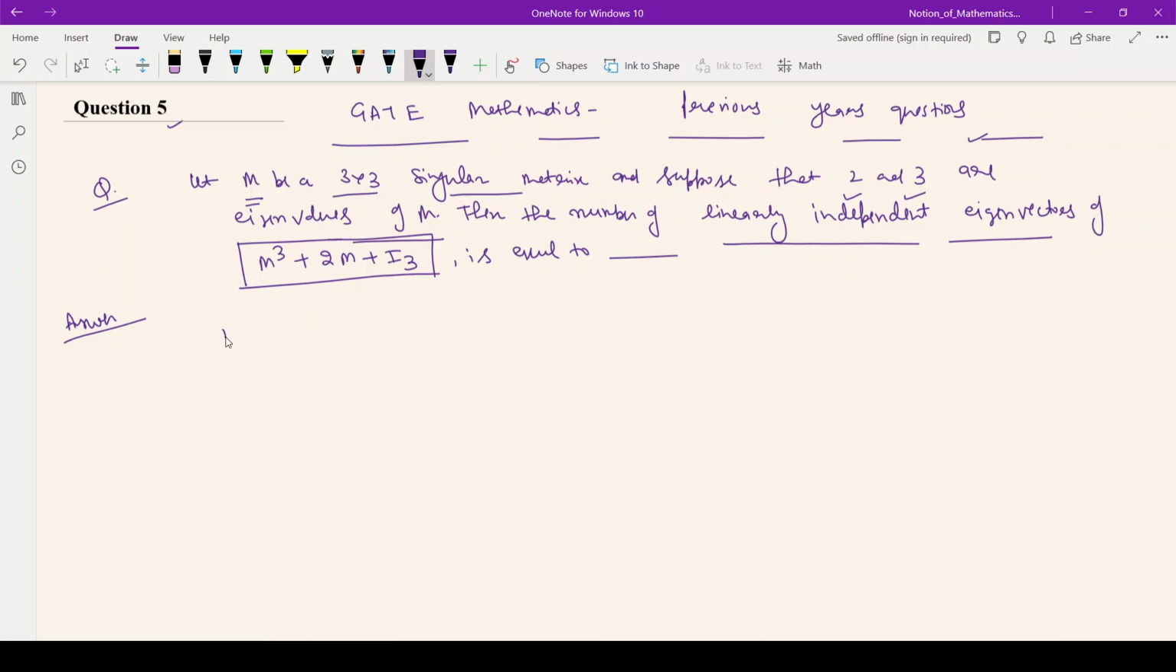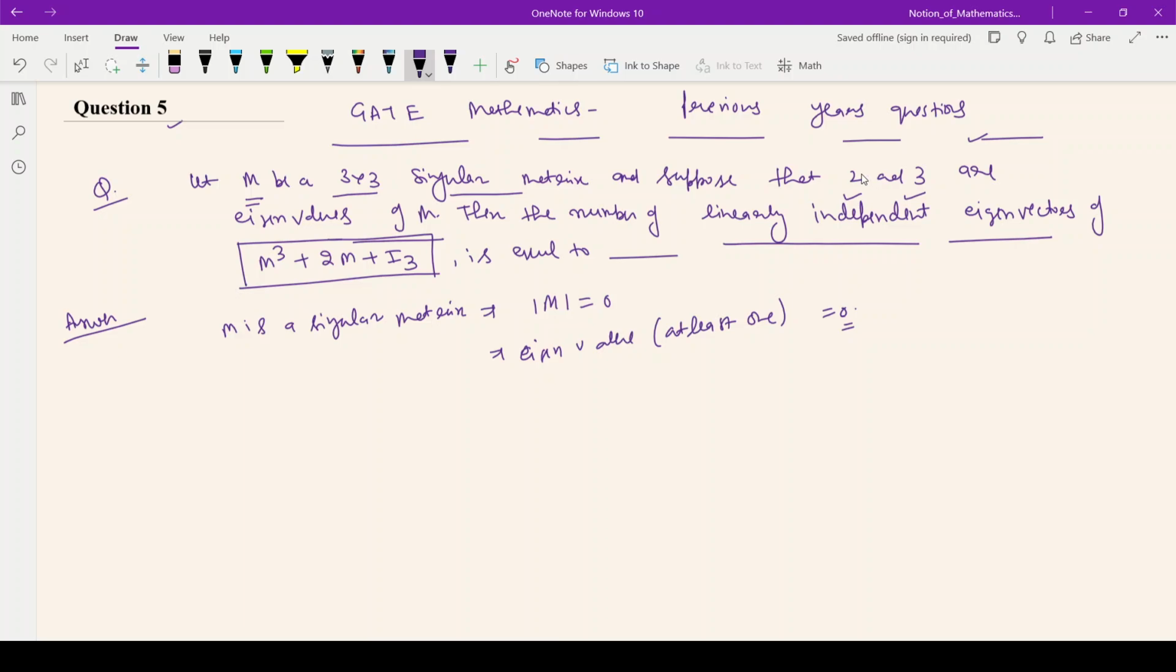M is a singular matrix. And as we know, if M is any singular matrix, then the determinant of that matrix is 0. And if the determinant of any matrix is 0, it means at least one eigenvalue of that particular matrix is equal to 0.